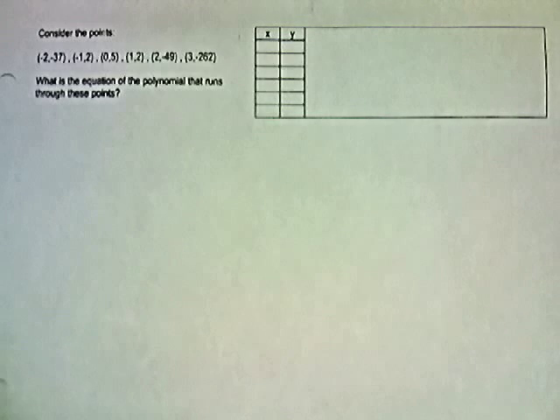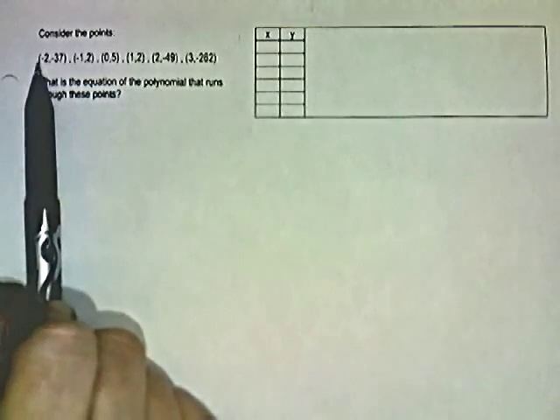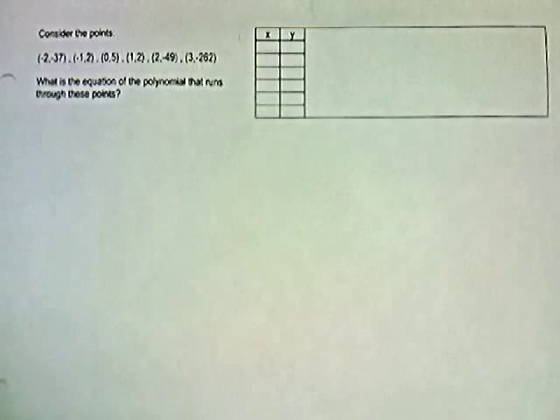If you are given a series of ordered pairs of points that belong to a polynomial, you can actually construct the single equation for the only line that goes through those points. For example, I've got an example here where I have 6 data points, 6 ordered pairs on a graph, and we were asked to create or find the only equation of the polynomial that runs through all 6 points.